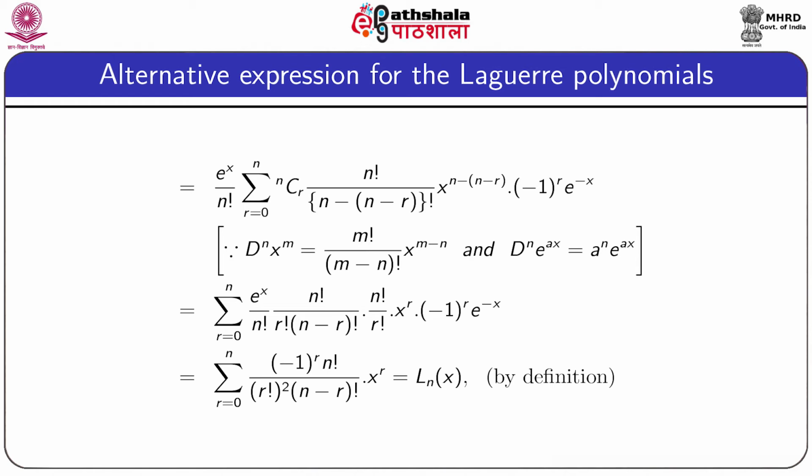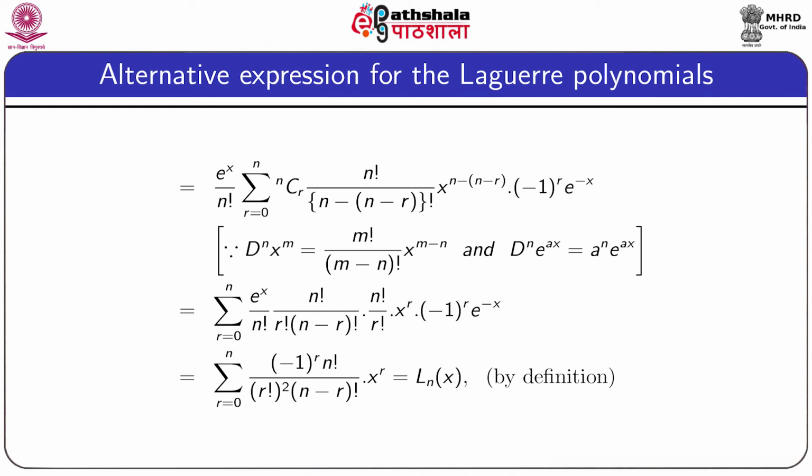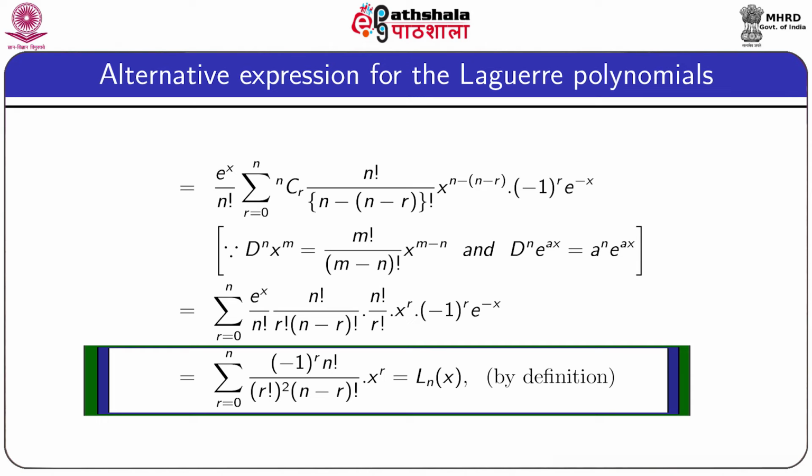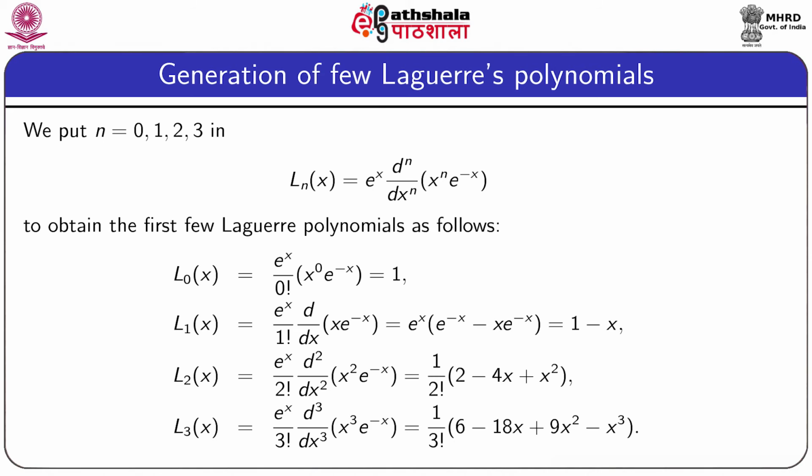which after simplification gives summation r equal to 0 to n e^x by n factorial multiplied by n factorial divided by r factorial (n-r) factorial into n factorial by r factorial x^r (-1)^r e^(-x), which on simplification gives summation r equal to 0 to n (-1)^r into n factorial divided by (r factorial)^2 (n-r) factorial x^r, and this expression is nothing but the expression for the Laguerre polynomial by definition.